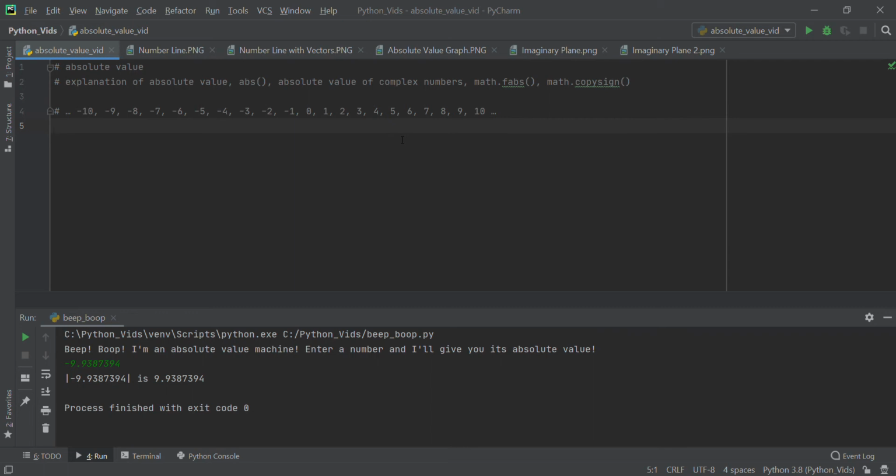abs with parentheses, it is a built-in function, so no need to import anything in order to use it, and it will give you the absolute value of your number. And I'll start up here just so you can see.